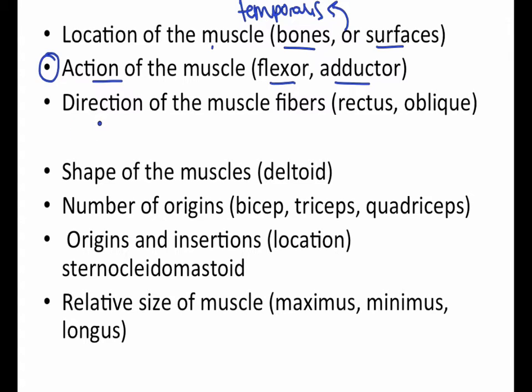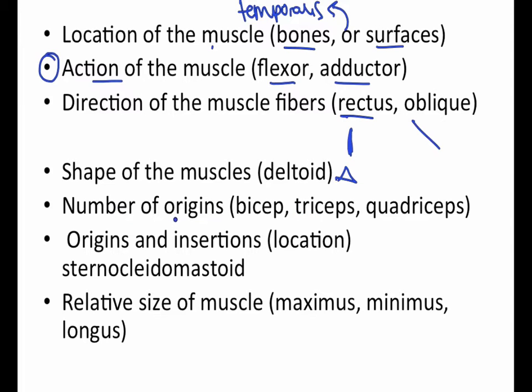Then we have direction of muscle fibers. Now, we didn't really talk about each of these. They are in your book, but the direction of the muscle fibers has to do with rectus, which means straight, or oblique, which means sideways. And then an example of this one would be something like your oblique muscles in your stomach. Then the shape of the muscle would be something like the deltoid. The deltoid is a triangle shape.